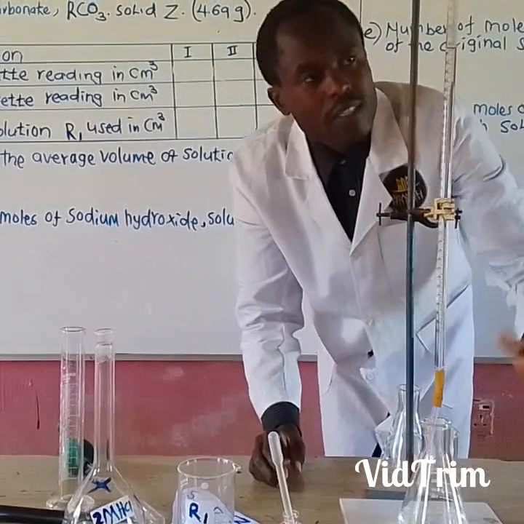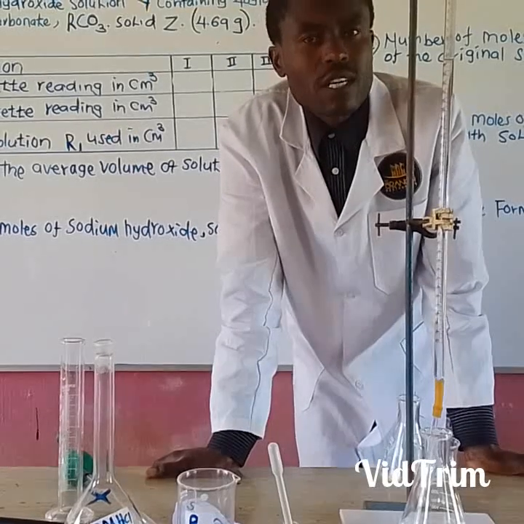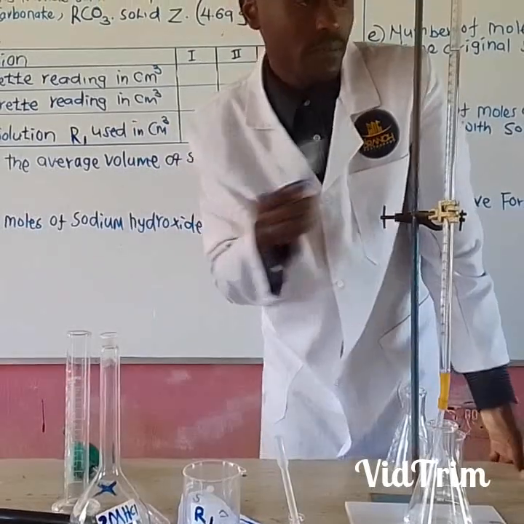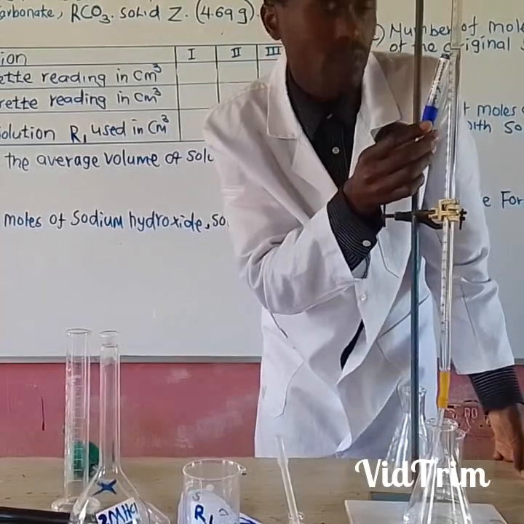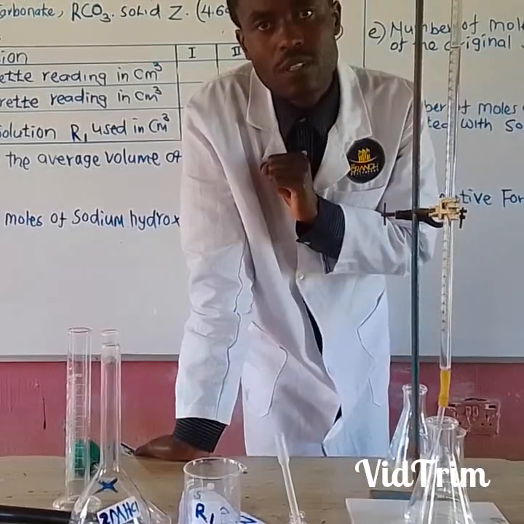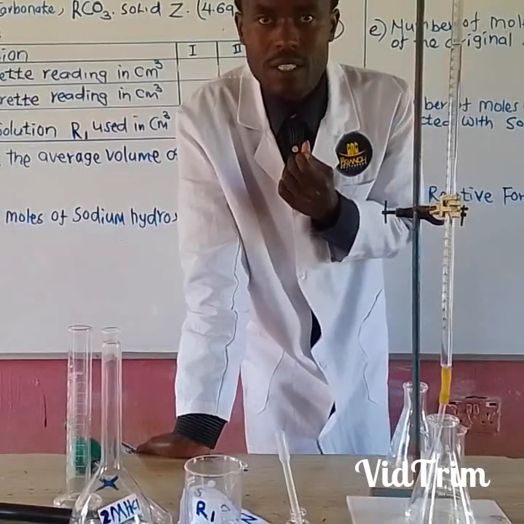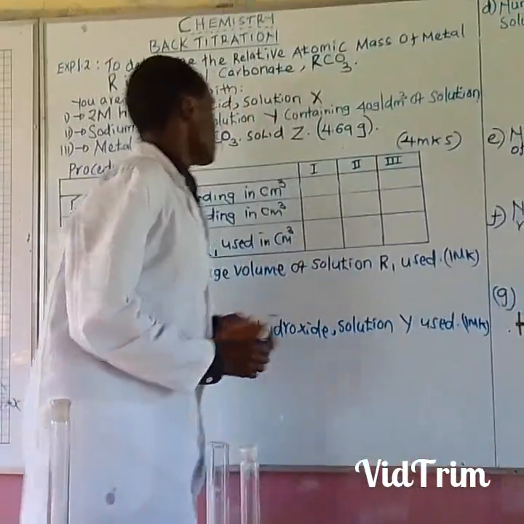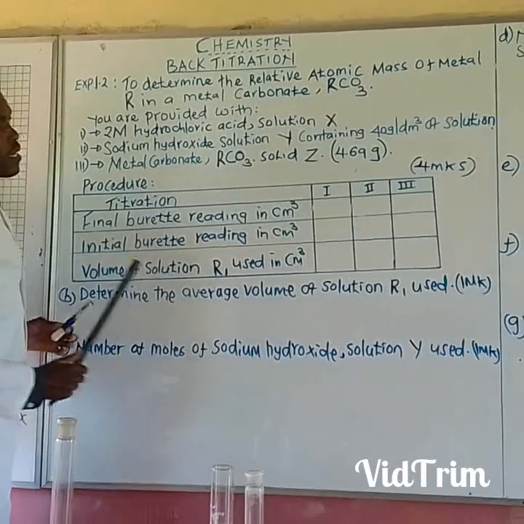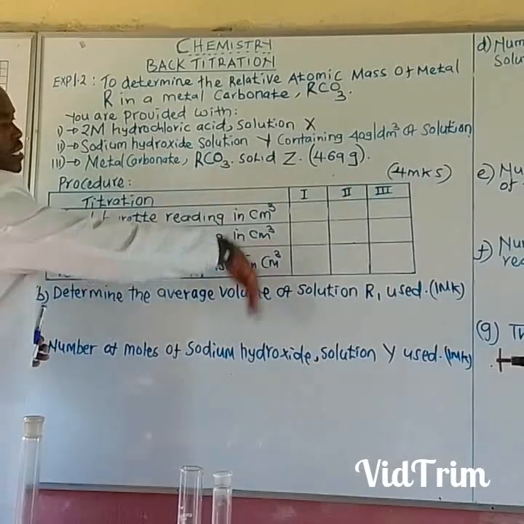Then, the next thing is now to read on the burette the volume of R1 that has been used. Is it okay? And when I look at it carefully, this is 20.0. It is exactly 20.0. So I have to record in the table. So please, let us fill the table together. As you can see, we have the titration table. And filling this table will give you four marks. That is question A, you complete the table.